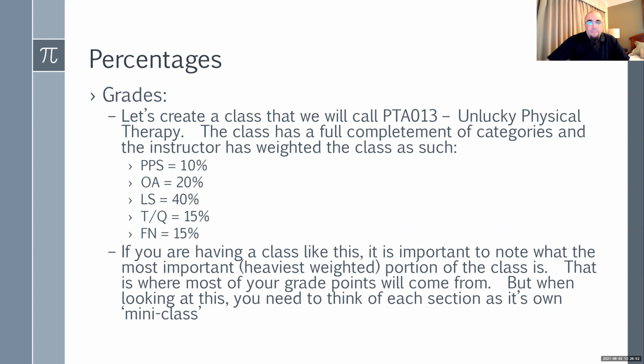So let's create a class that we'll call PTA 103 or 013, Unlucky Physical Therapy. The class has a full complement of categories. The instructor's weighted the class as such: PPS 10%, outside assignments 20%, lab skills 40%, tests and quizzes 15%, final 15%.